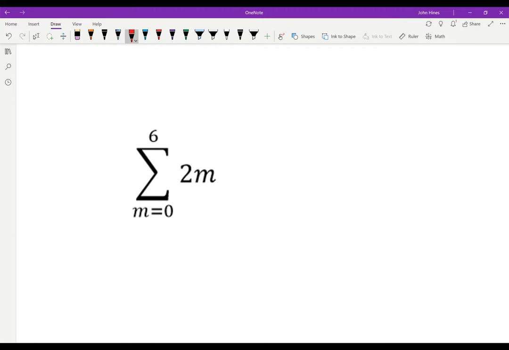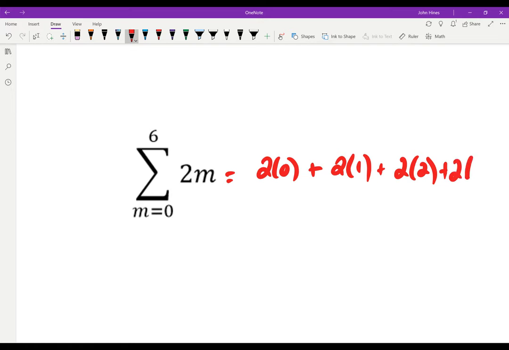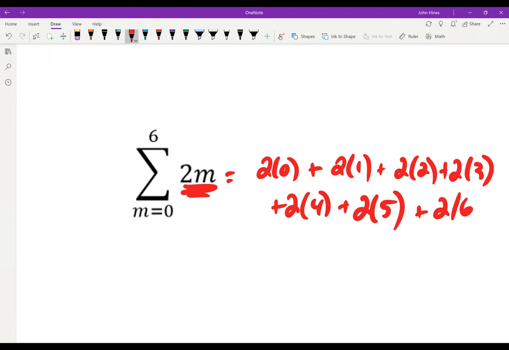You take this lower number and plug it in. So 2 times 0. I plugged in 0, so now I'm going to kick it up a notch, up to 1, up to 2, up to 3, 2 times 4. I'm just using that formula. 2 times 5, and then finally 2 times 6. I'm stopping at 6 because that's the upper bound of that sigma notation. So 0 plus 2 plus 4 plus 6 plus 8 plus 10 plus 12 is 42. This sum comes out to be 42.